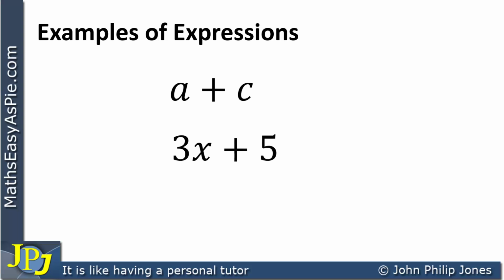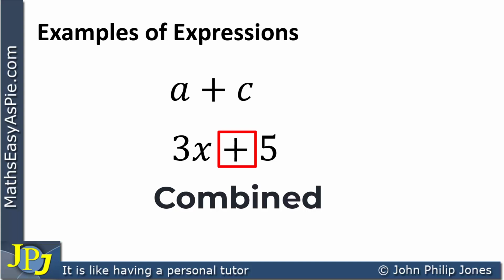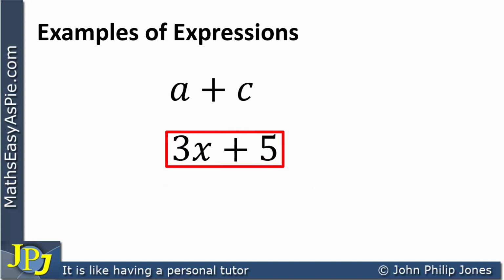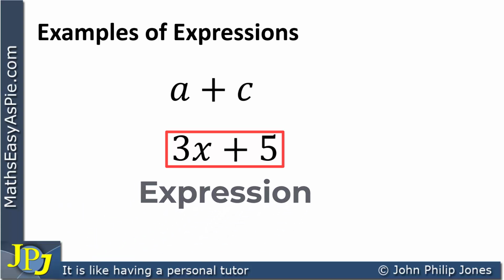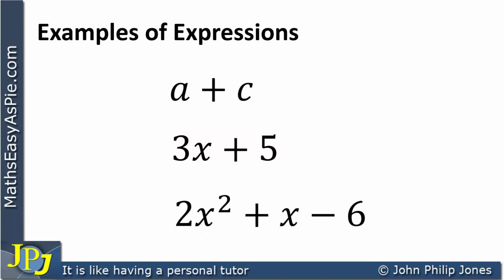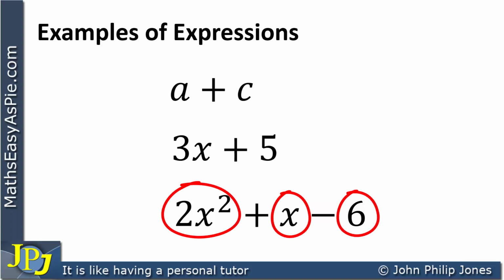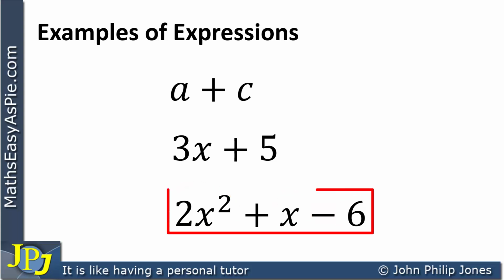Let's look at another example. Here we've got this term 3x and this term 5, and they too have been joined together by this addition. So overall, this is described as being an expression. Let's consider another example shown here. This is a term, this is another term, and this is a term. They have been joined together by an addition in this position and a subtraction here. So we have 3 terms, and overall we have an expression.